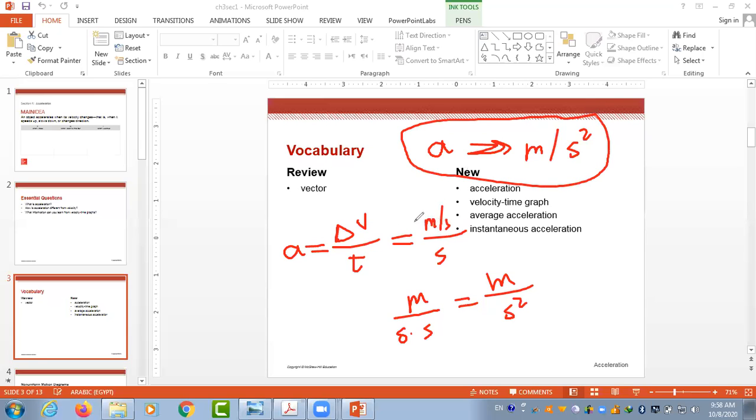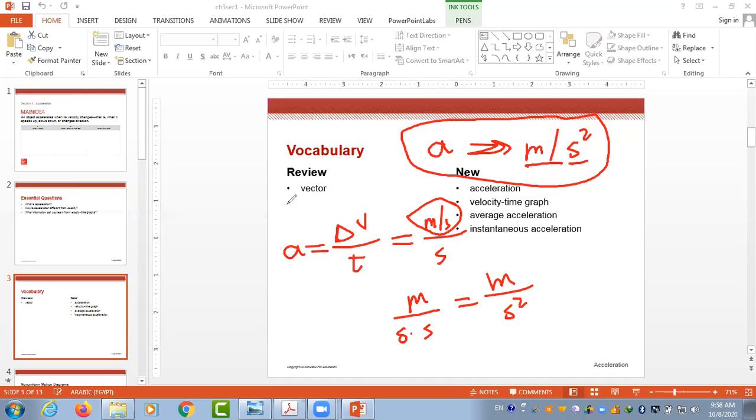Okay, so velocity is measured in meters per second. Acceleration is measured in meters per second squared. Why? Because velocity is the change in position over time, but acceleration is the change of velocity, which is meters per second, over time. So now we have two times, one from a change in position and one from a change in velocity. So that's why we got the second part.